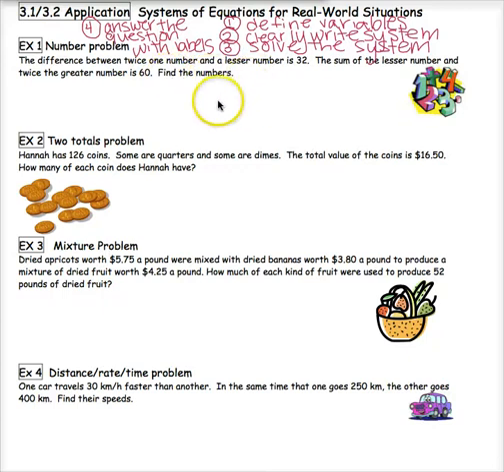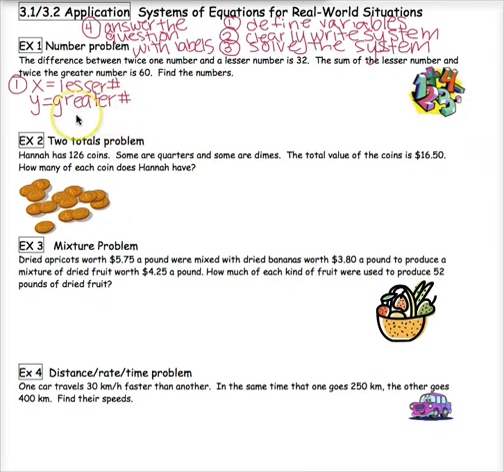Find the numbers. When I read it through the first time, the only thing that I take out of it the first time I read it is what I'm looking for, because that's how we get started, how we define our variables. So step 1 here, I'm going to say if I want to find the numbers, I need to define one of my variables as the lesser number and one as the greater number. So it doesn't matter which one you make which, but I'm going to make x my lesser number, and I'm going to define y as my greater number.